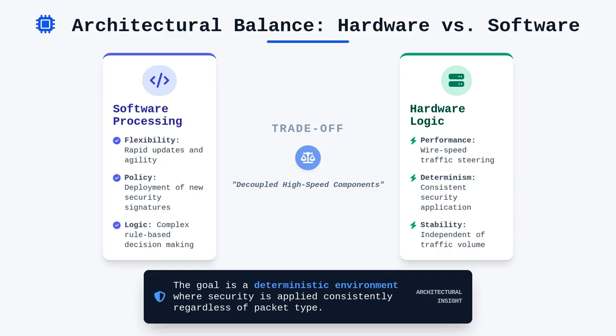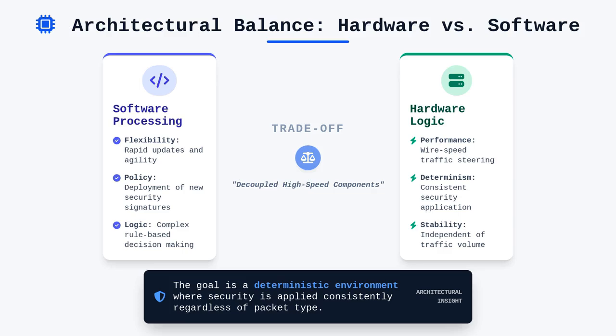It is important to understand that the distinction between software and hardware processing is not just about raw speed. It is about maintaining a deterministic environment where security policies are applied consistently, regardless of traffic volume or packet type. When you investigate hardware constraints versus software limitations, you're looking at the trade-off between the flexibility of updates, which are handled in software, and the performance requirements handled by the hardware logic. A well-designed firewall respects this balance by ensuring that even when a new security signature is deployed, the hardware layer continues to steer traffic at wire speed.